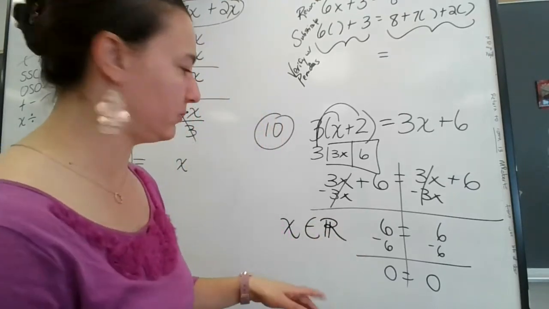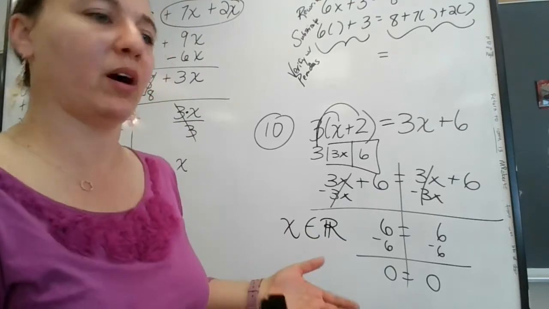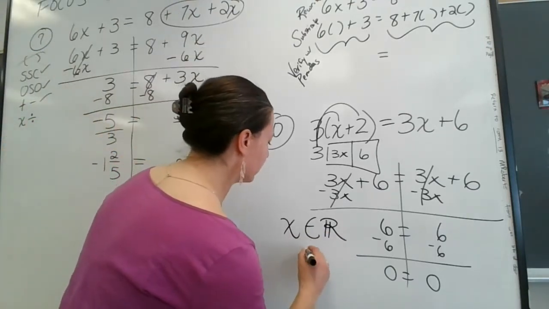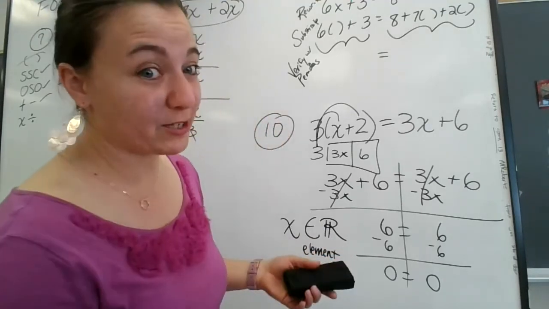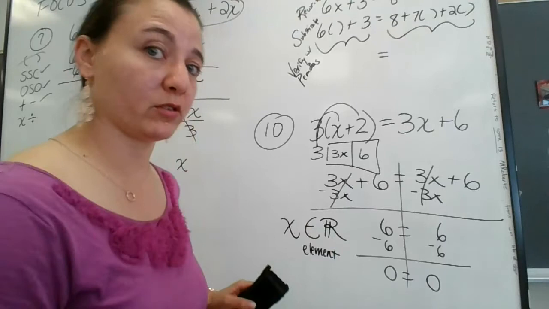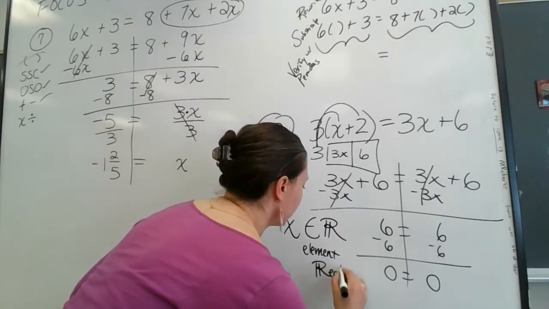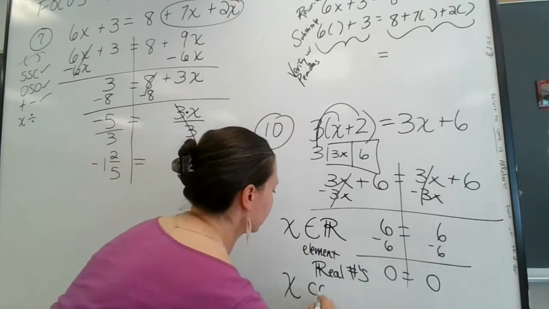Okay, this is a special symbol. X is X. You're good with that. The E stands for element, as in it's a part of. I'm a part of this. It's an element. And this is called the real numbers. Real numbers are the opposite of imaginary numbers. Believe it or not, imaginary numbers are a thing. So this is the symbol for the set of real numbers. That means X can be anything.